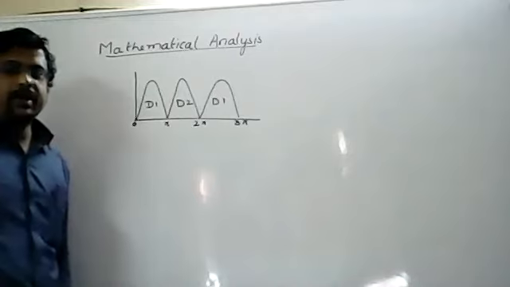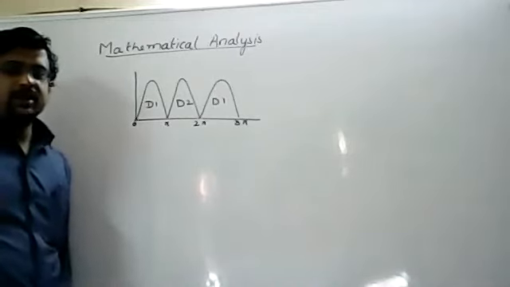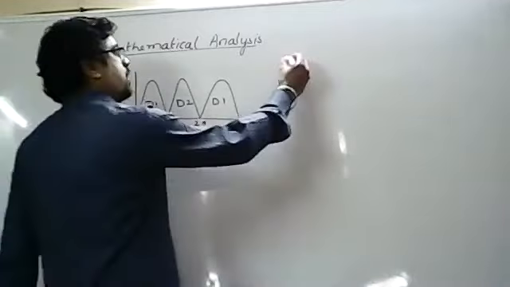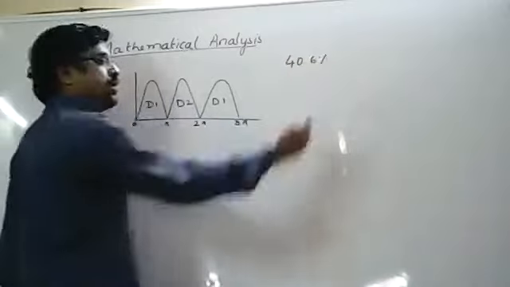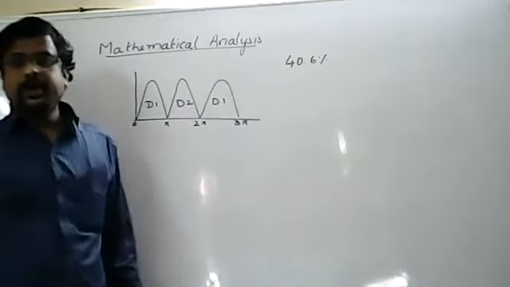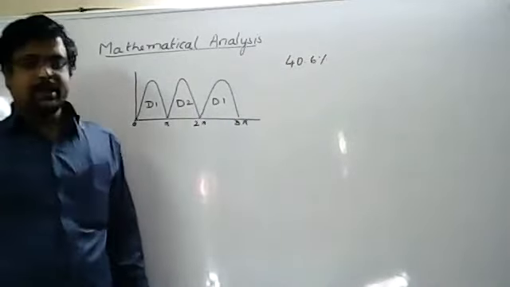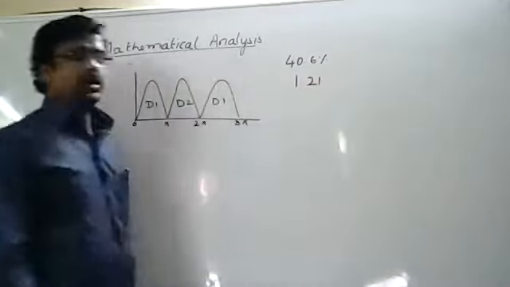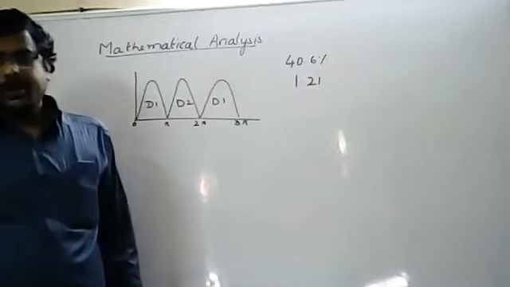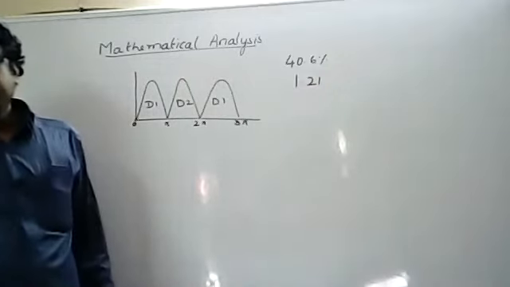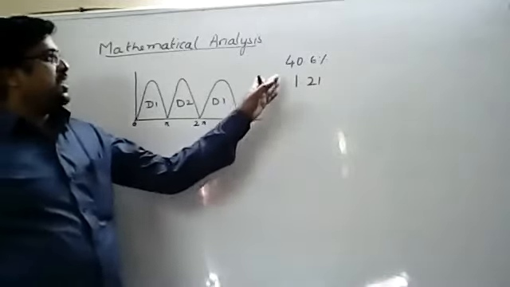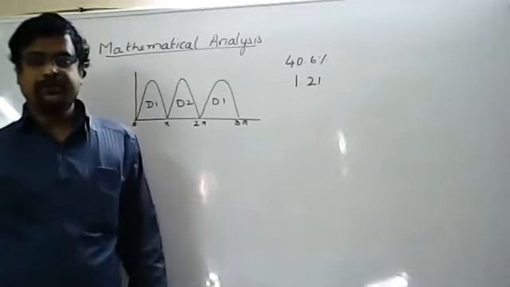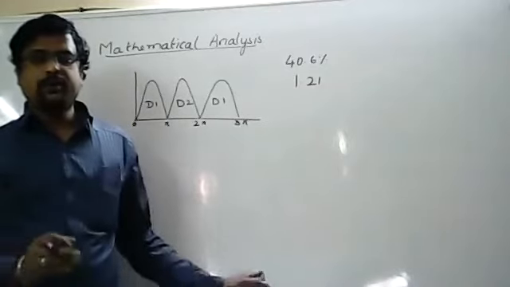In the half wave rectifier, we have seen what the efficiency is. What is the efficiency of the half wave rectifier? We got it as 40.6. And the ripple factor we got as 1.21. So here what is happening? Due to the less efficiency and greater ripple factor, the half wave rectifier is of no use. So we have to move to the full wave rectifier.